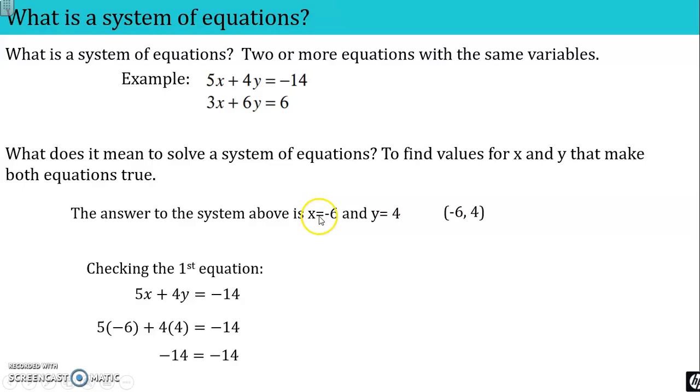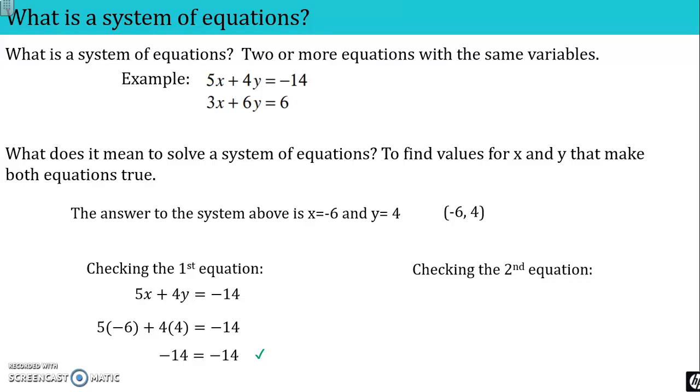So this solution, x equals -6 and y equals 4, worked for the first equation. But like I already said, one of the key words here is both. So just because this solution works for the first equation doesn't mean it's a solution to the system. We have to find a solution that works for both equations. So I would also want to double check that this solution worked for the second equation.